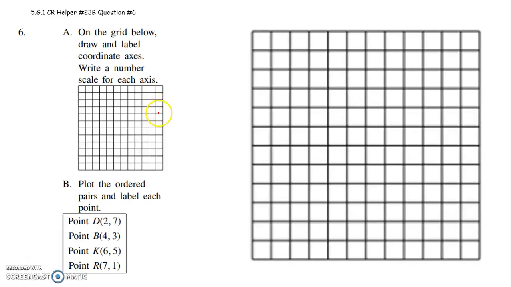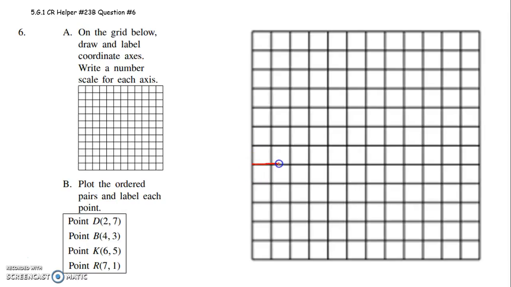Sixth graders, this is to help you with question 6 on CR23 version B. It says on the grid below, draw and label the coordinate axes. Write a number scale on each axis. Okay, so here I have to get up to 7, and over to 6.